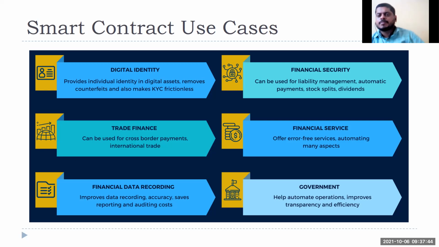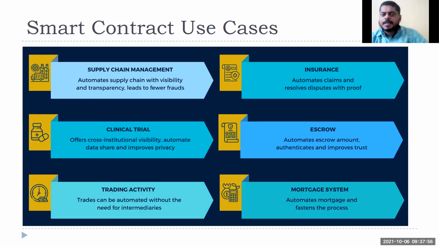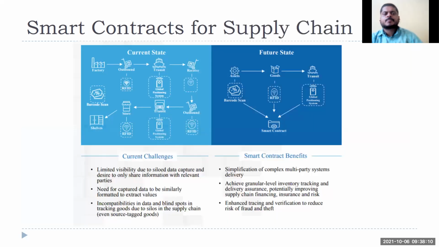Government, obviously, one of the most important aspects of governance will be this kind of health registry or a citizen identity registry, right? Supply chain management, we will discuss some of the clinical trial, trading activity, insurance, escrow, voting system. So rather than just going through this statement, let us try to understand one by one. I have given certain use cases.